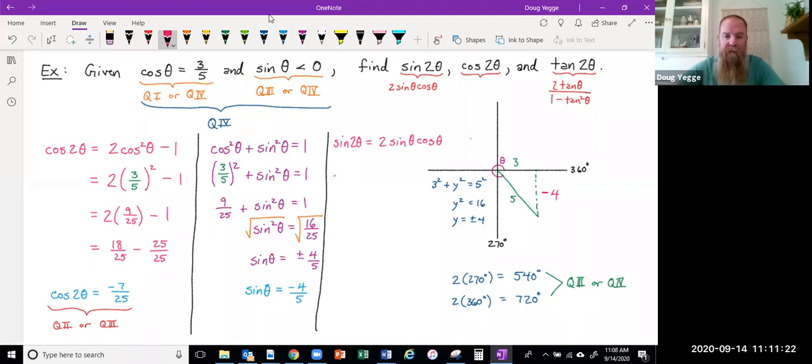So that means that we're left with 2 times the value of sine theta times the value of cosine of theta. Since sine theta is negative 4/5, and we see the cosine of theta is 3/5, when I multiply those together, we find out that sine of 2 theta is equal to negative 24/25.